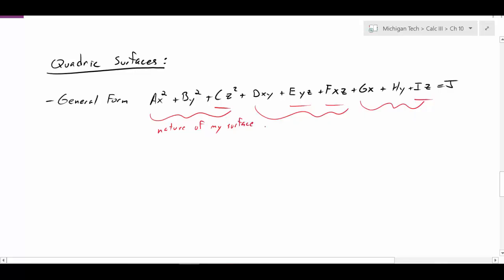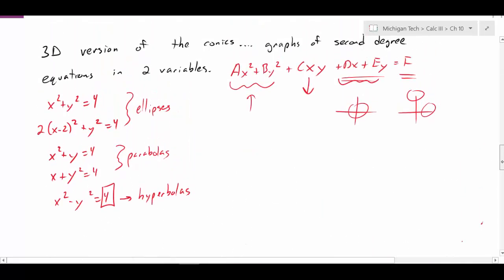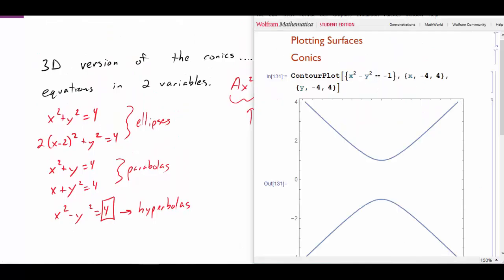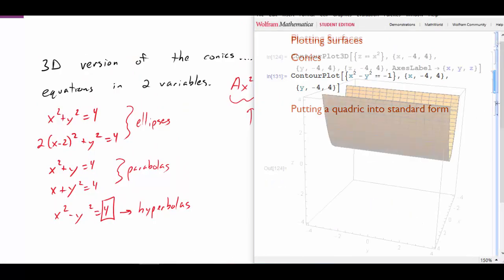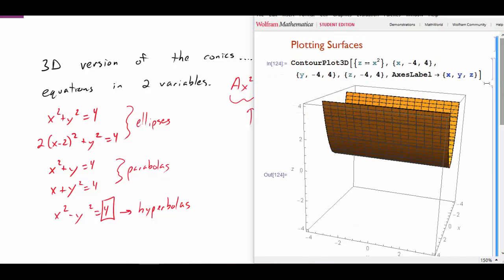So I'm really just going to focus in on those square terms and those constant values there. If I focus on those, I pretty much have ax squared plus by squared plus cz squared equals some constant. And I want to see what happens when a, b, and c are positive or negative and how they change. And really, I can look at this as an extension of this two-dimensional case.